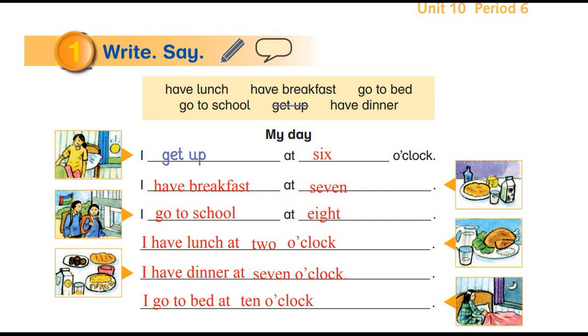One. Write, say. Have lunch, have a breakfast, go to bed, go to school, get up, have dinner. My day. I get up at 6 o'clock. I have a breakfast at 7 o'clock.